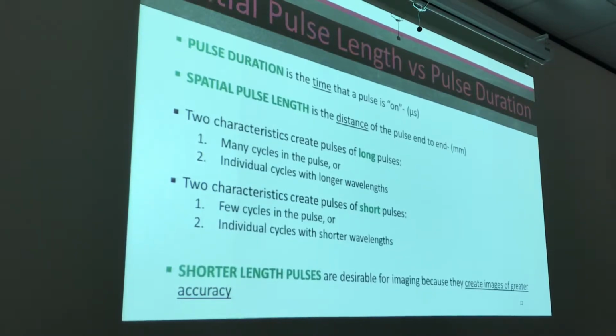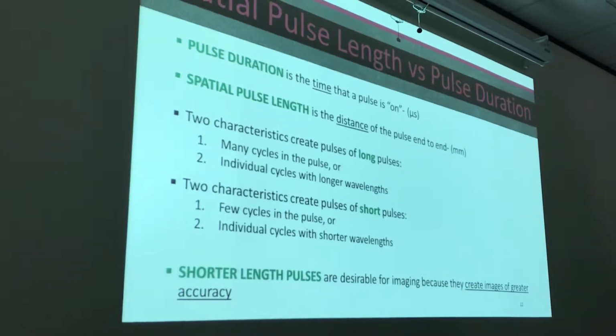Okay, so let's talk about the difference between spatial pulse length and pulse duration. You guys probably already know it, right? Spatial pulse length, we're talking about distance. The distance from the beginning of the pulse to the end of the pulse, the distance of our on time. When we're talking about pulse duration, we're talking about the duration or time of that pulse, from the beginning of that pulse to the end of that pulse.